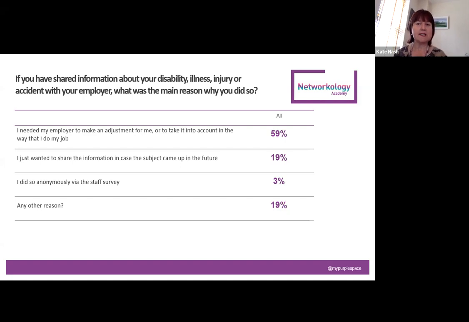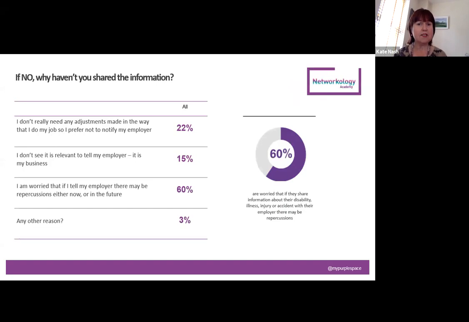And then the second statistic, very quickly, and the converse was if you haven't shared information, why is that? And again, no real surprise there, but it started to give some shape as to what is happening. So at 60%, you can see there individuals, what we would call fear-based reasons. So people worried that if they share that information with their employer, there may be repercussions either now or in the future. Now, I will say, we launched this book about 4 years ago.